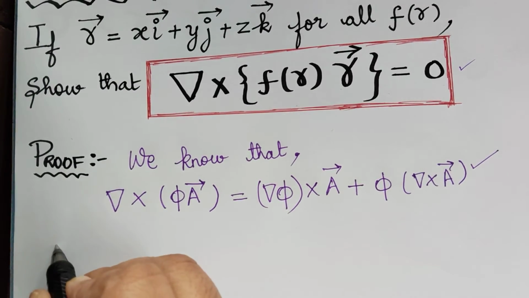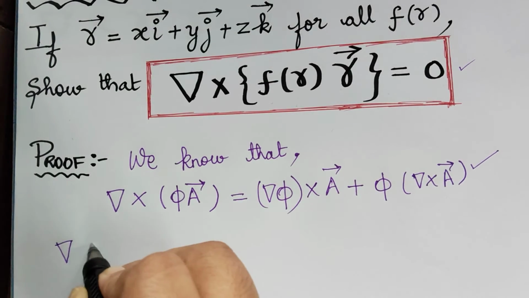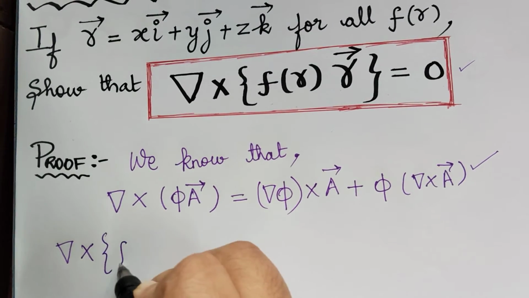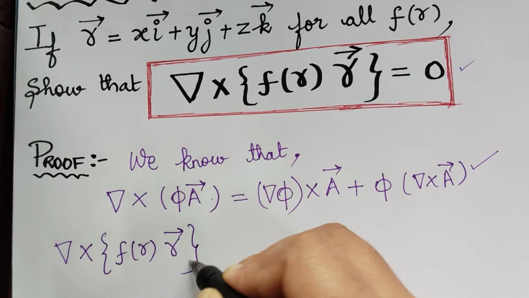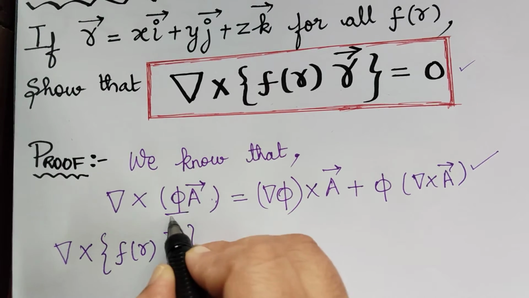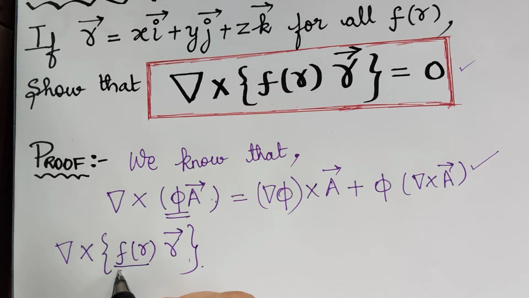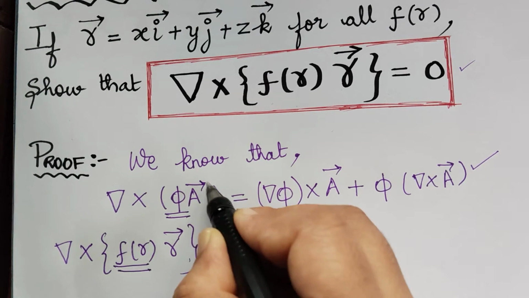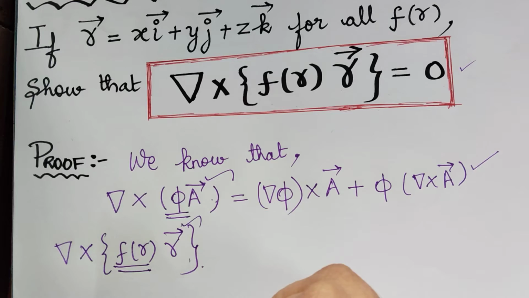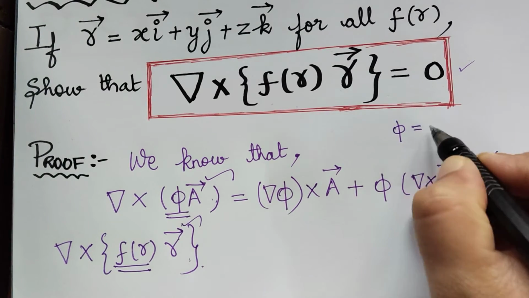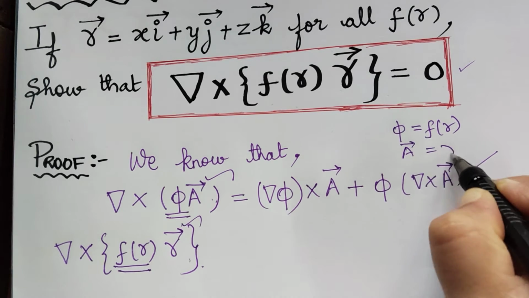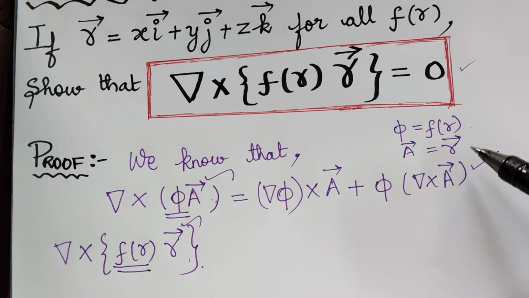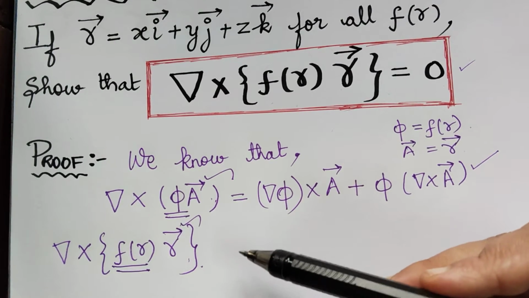So here, the left hand side is nabla cross f of r multiplied with r vector. When you compare with this identity, at the place of phi we are having f of r, and at the place of a vector we are having r vector. Having this, we are going to prove this result.